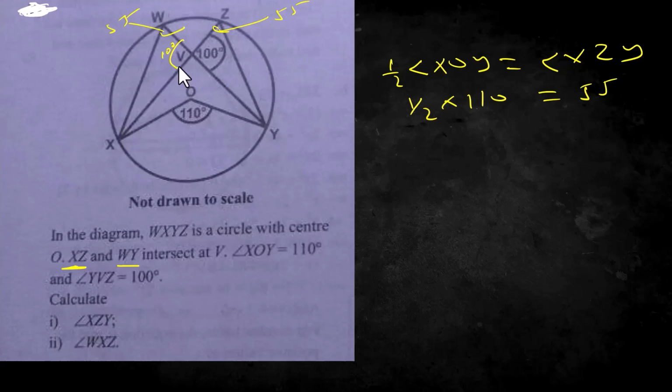And once we know this side is 100, we can find this side. So the question says XZY. XZY, that is 55. Very straight. WXZ, WXZ is this side. So 100 plus 55, minus 180. So this side will be 25.